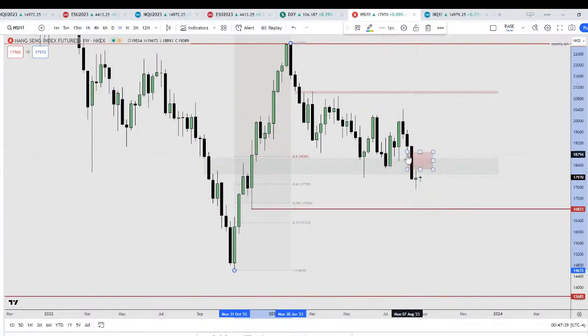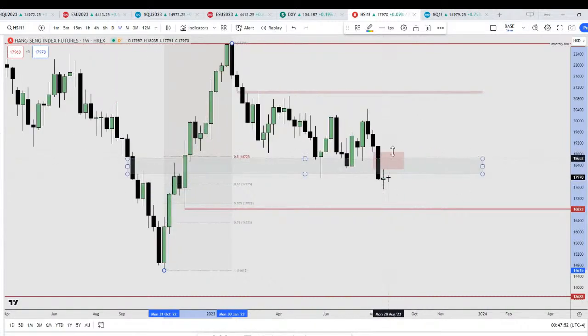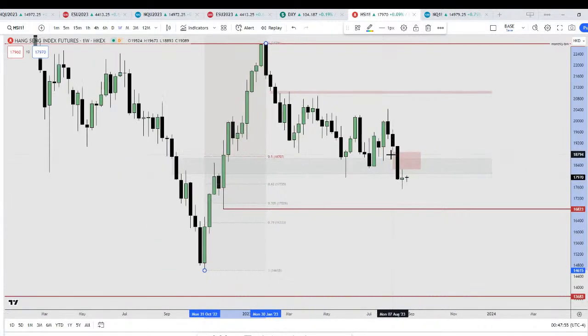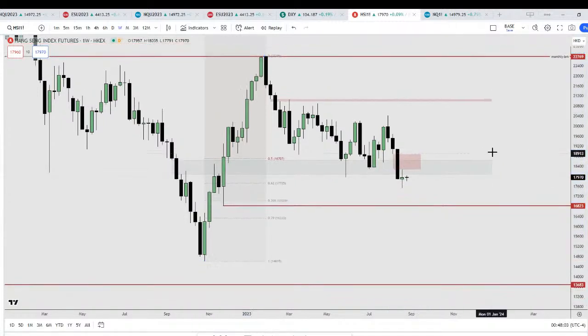So what I do not want to see for HSI is price closing above this fair value gap or fully filling this fair value gap. I want to see some gaps left untapped, and that will indicate the strength of the bearishness. Okay, that's for HSI.